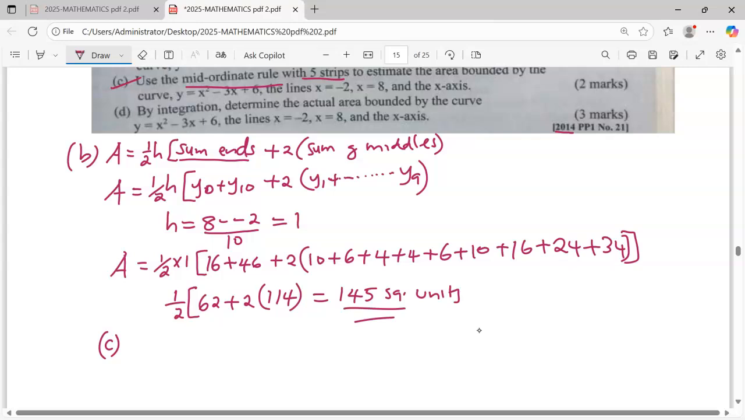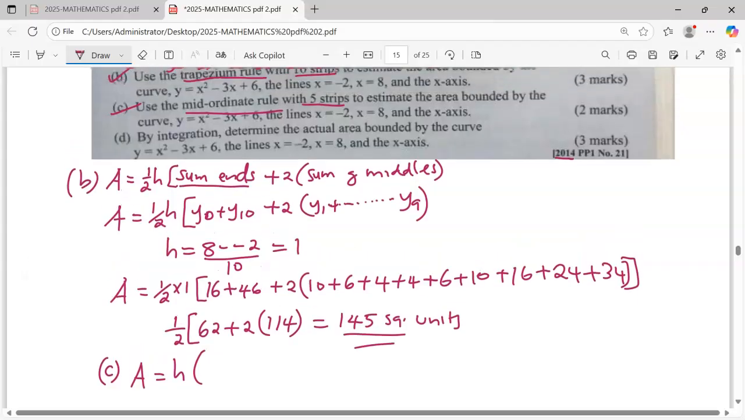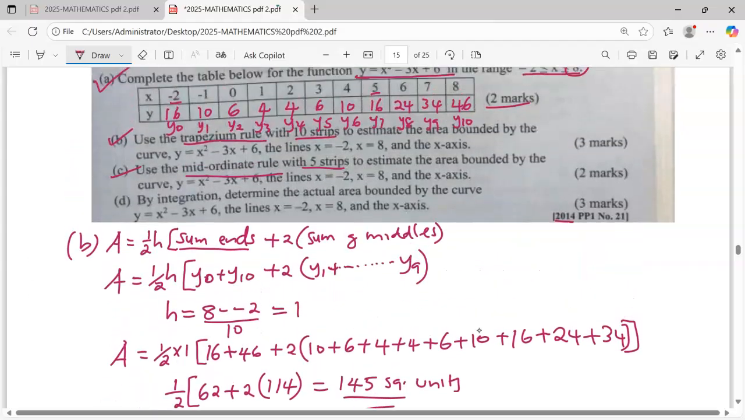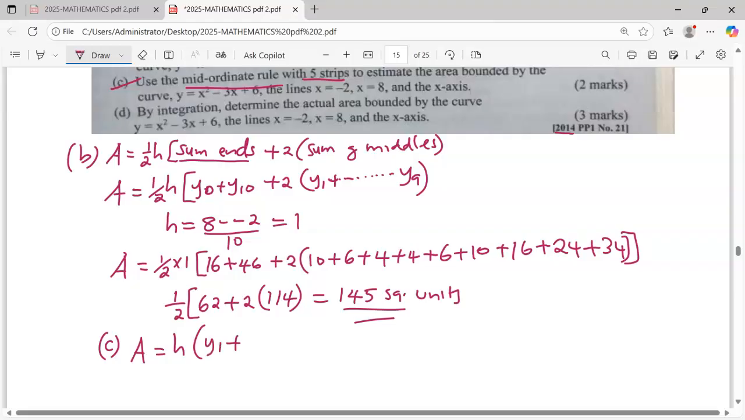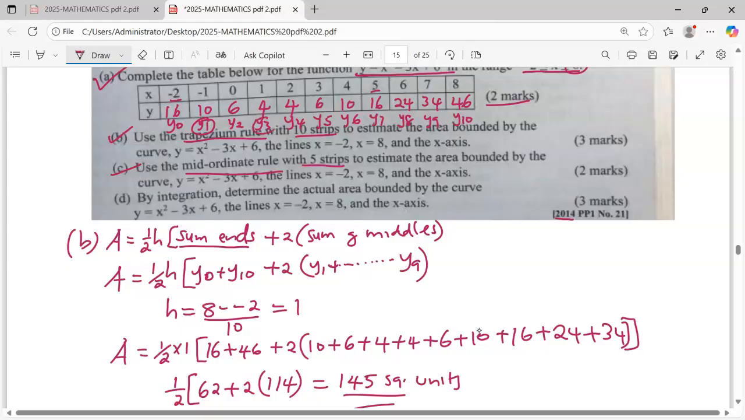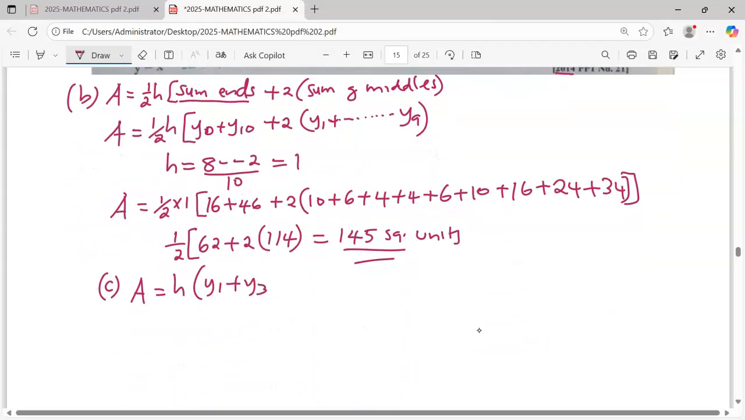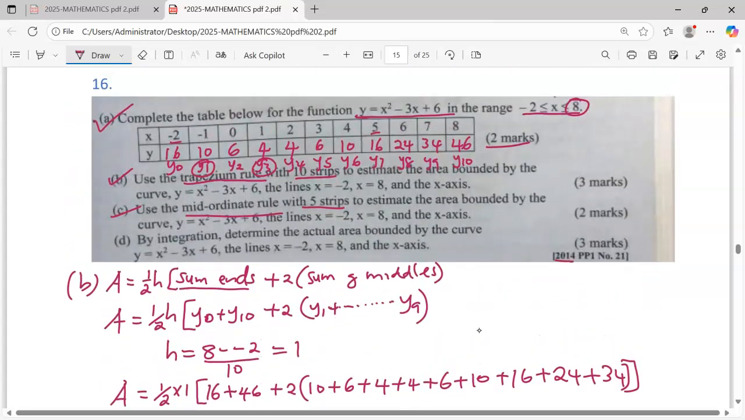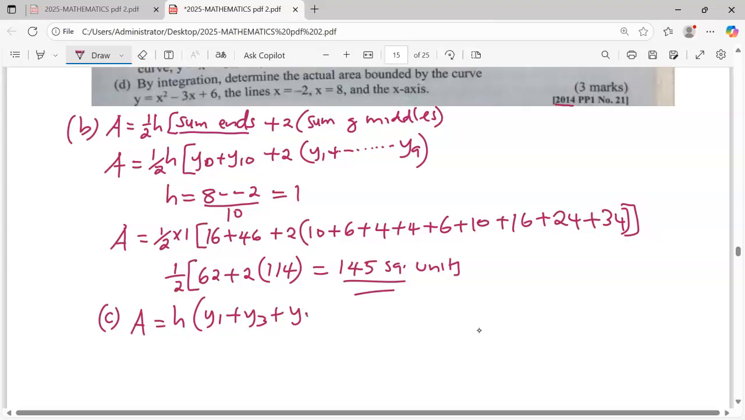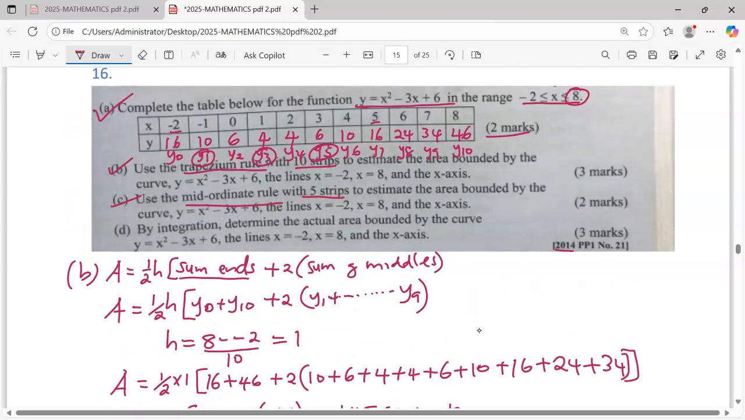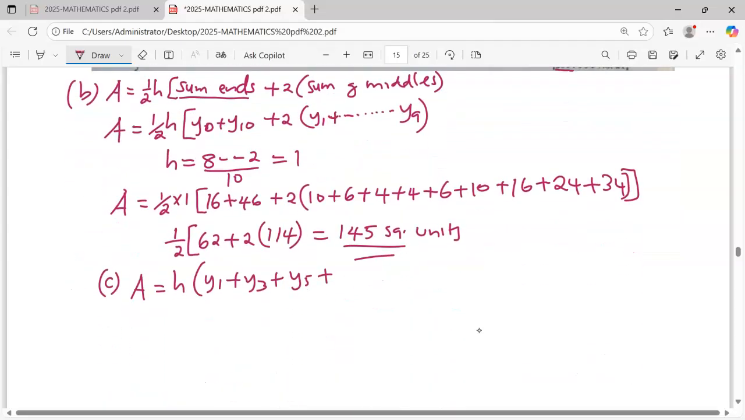Using the mid-ordinate rule, we know area is given by the height multiplied by the sum of the middles. I'm going to pick the middle here, which is y1, plus the next we are going to take y3. We don't need to draw another table. The next one I'm going to take y5, the next y7, and lastly, y9. In this case, this becomes our middles.